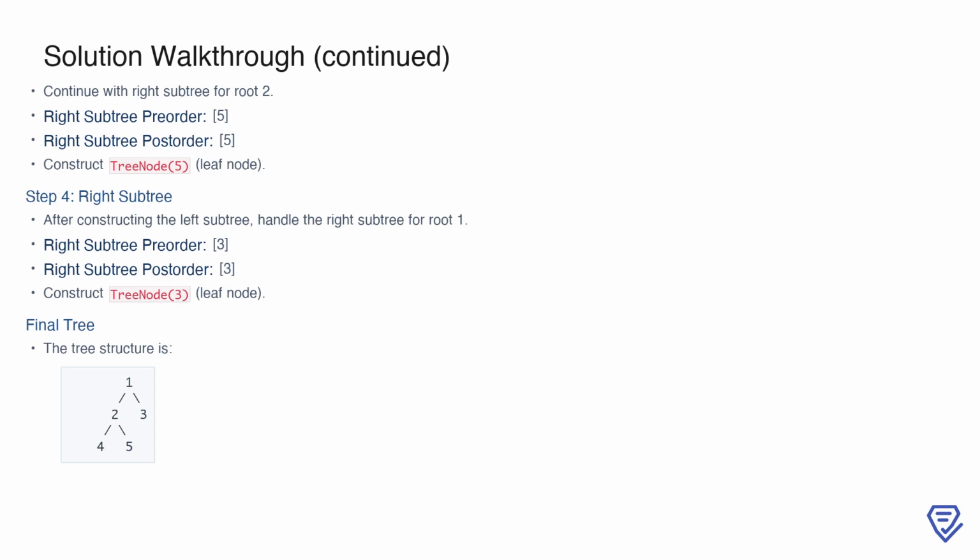The root node 1 has 2 children, 2 on the left and 3 on the right. Node 2 further has 2 children, 4 is its left child and 5 is its right child. The final tree structure is a balanced binary tree with 1 as the root.